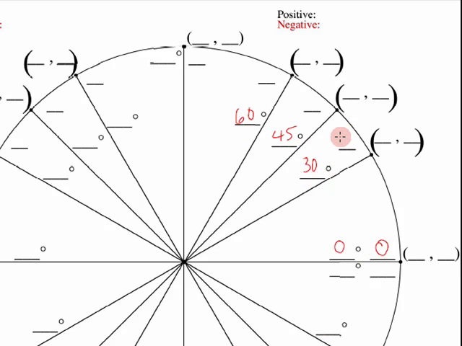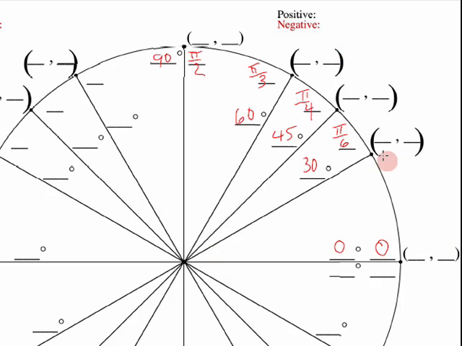Alright, then you know that pi over 6 is 30 degrees, pi over 4 is 45, and pi over 3 is 60. So that was easy. Up here on the top we have 90 degrees, pi over 2.